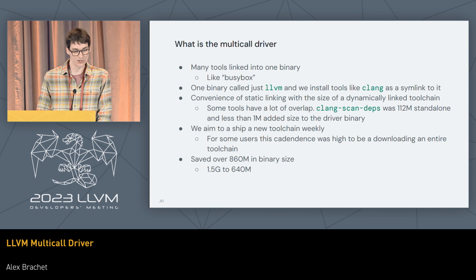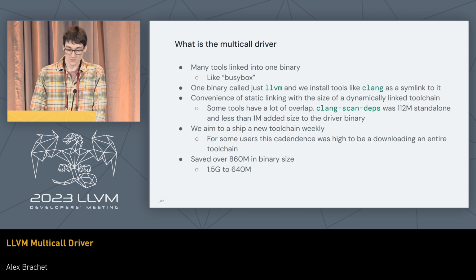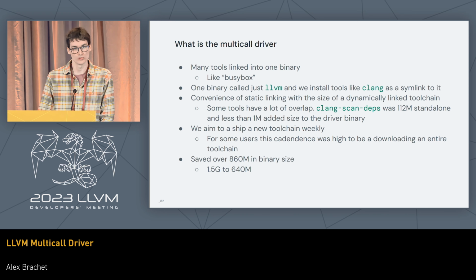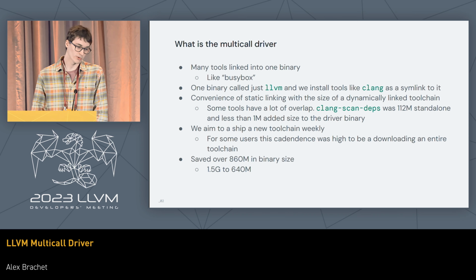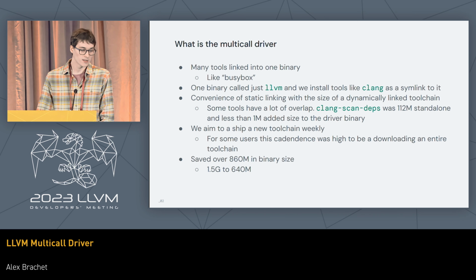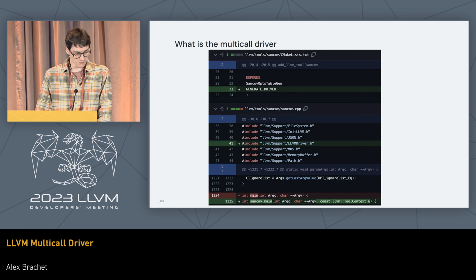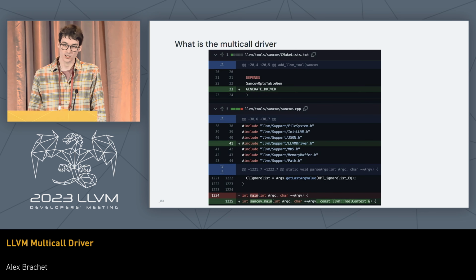On its own, it was about 100 megs. When we added it to the binary, it was only 1. The reason we care is that we try to ship a new toolchain every week, and our toolchain was about 2 gigs at the time, and some users were complaining that it was too much. So before we rolled it out, we had a gig and a half in our bin directory, and now it's only 640 megs.